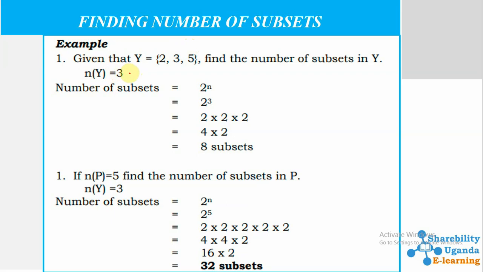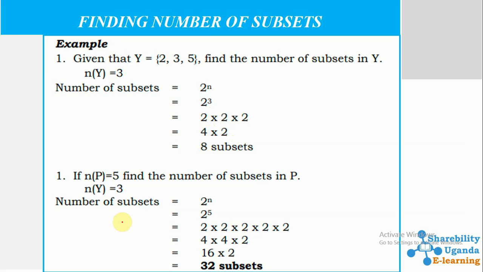So now that means our n is equal to what? Is equal to 3. Then we shall be able to say, using our formula, which is 2 to the power n, our 2 to the power n is going to be 2 to the power 3, because we have been able to get the number of elements as 3. Then we shall now be able to say 2 to the power 3, that is 2 times 2 times 2, 3 times. Then we shall be able to get the number of subsets as 8 subsets.